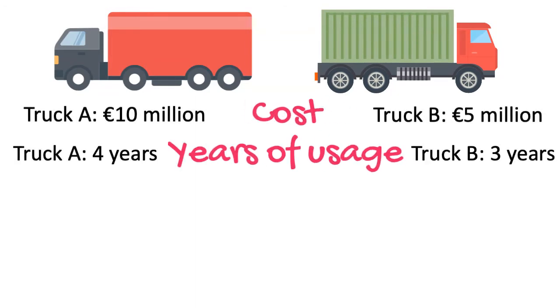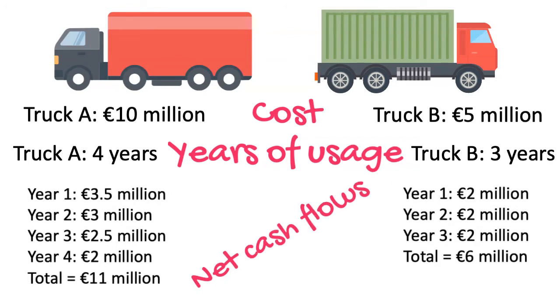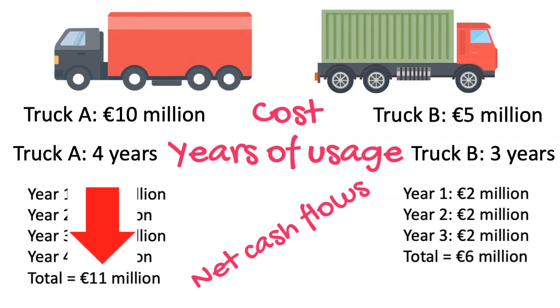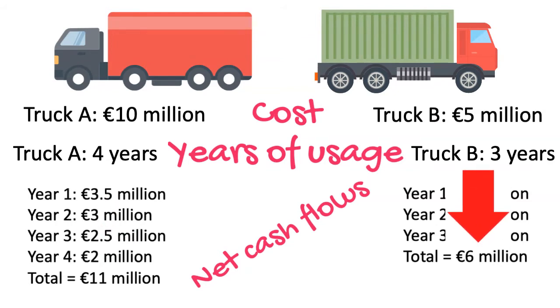We're going to apply the following example. Suppose that a firm is undecided whether to purchase truck A or truck B. We are told of the cost and the years of usage. Then we get the information on the net cash flows of each truck for every year. With all this information, it appears an easy decision as truck A makes a lot more profits over its lifetime, 11 million euros, than truck B, 6 million euros.